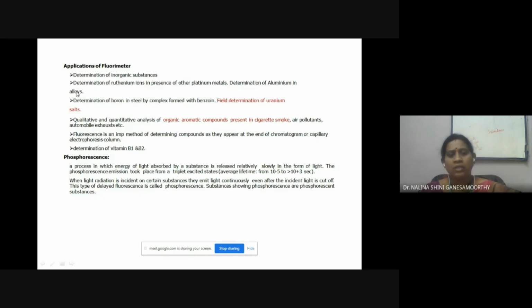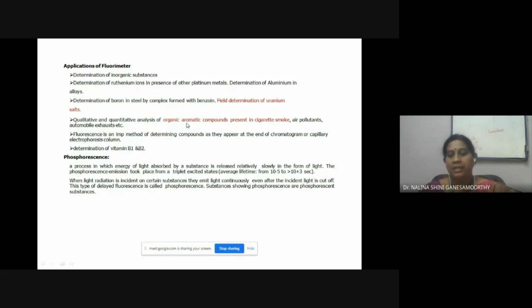Next, what are the specific applications of fluorometer? For every spectrophotometer you study, you state its principle, construction, then its working, and next you have to look at the specific applications. Whatever specific applications there are, students, you have to remember these and study them. Determination of inorganic substances. Even if you write about 4 applications, whichever points you know, that is enough.